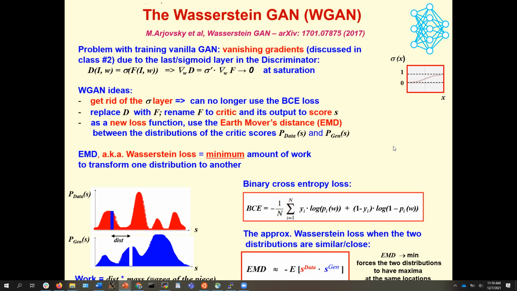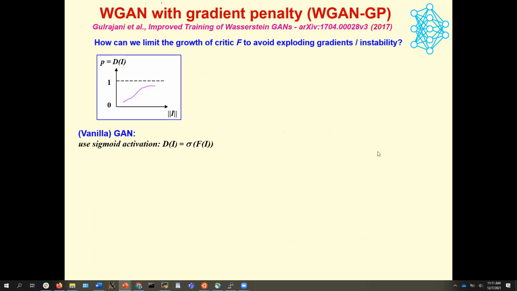Next, I'll describe a couple of features of WGAN. This is when we get rid of the sigmoid layer, replace the discriminator with a critic, and also use the new loss function. But there are other features proposed by the authors of WGAN. Those features will be discussed in the next slide. This slide will also discuss a next modification of WGAN, the Wasserstein GAN with gradient penalty.